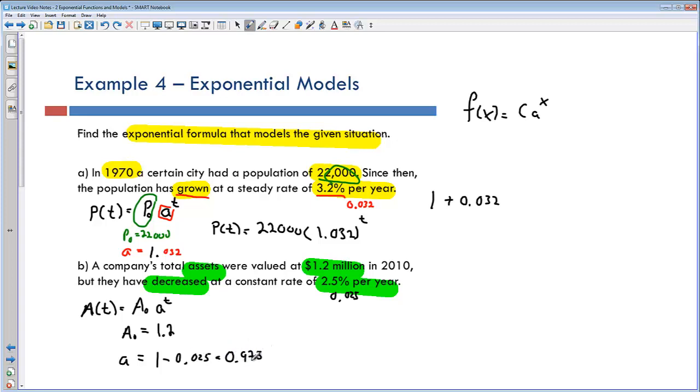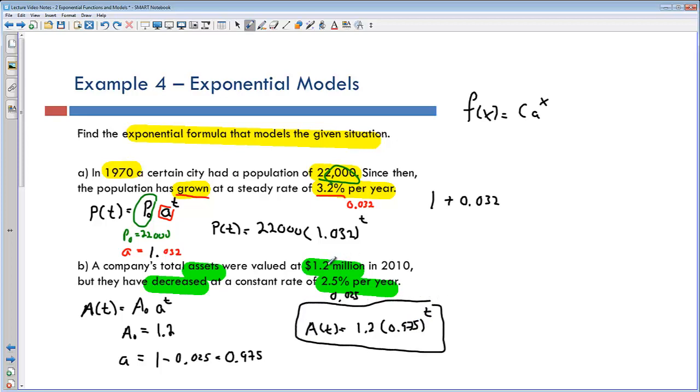That's the number you're going to multiply by. And it says you basically lost 2.5%. So my A of t will equal 1.2 times 0.975 to the t. And remember, you can check your answers by just plugging in numbers.